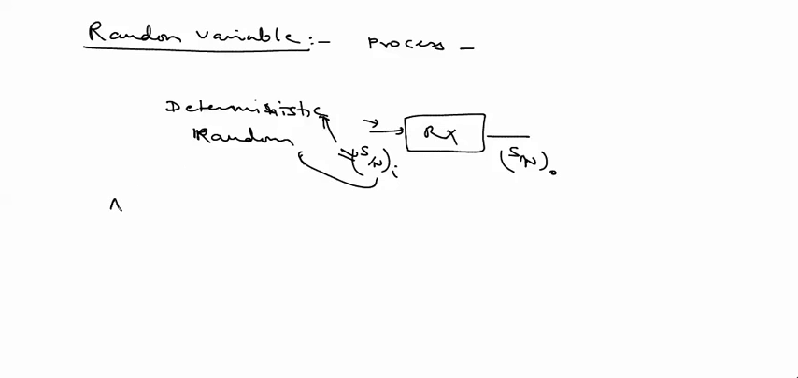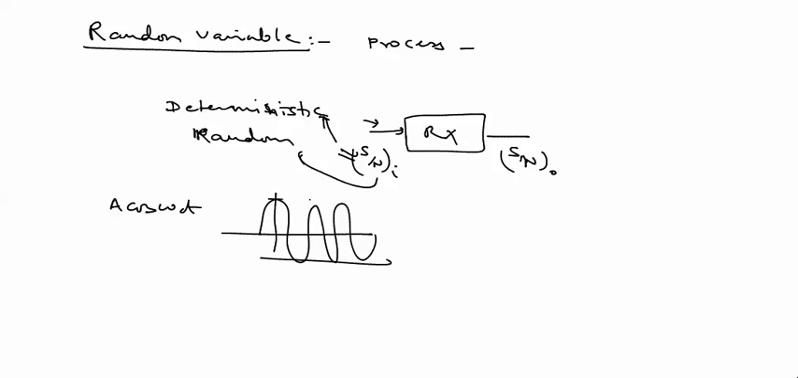Deterministic signal means, for example, a cos omega ct. We can determine the value of this waveform at any time. We can calculate the value at 10 seconds, 100 seconds, 200 seconds, anytime. Second definition of random variable: any parameter which changes randomly with time or space is called a random variable.